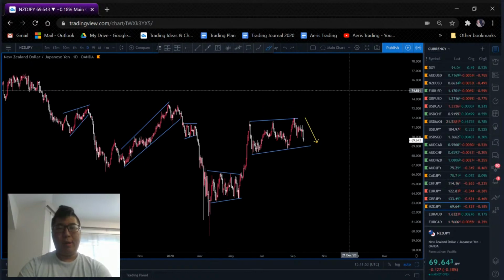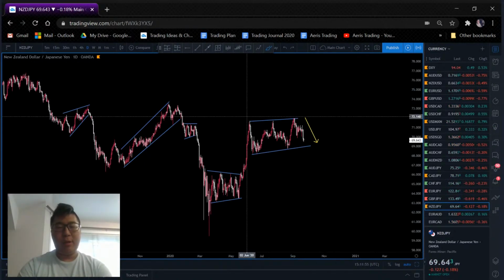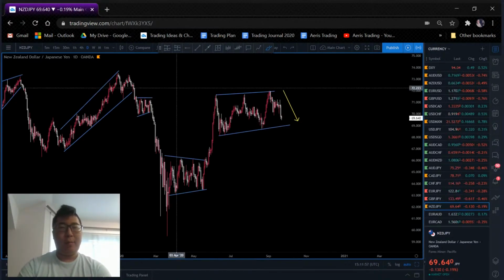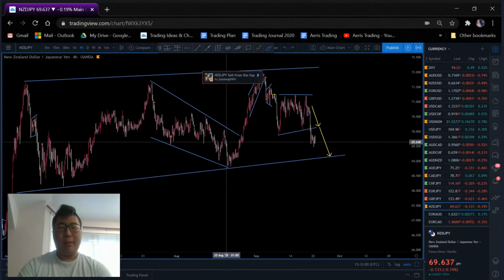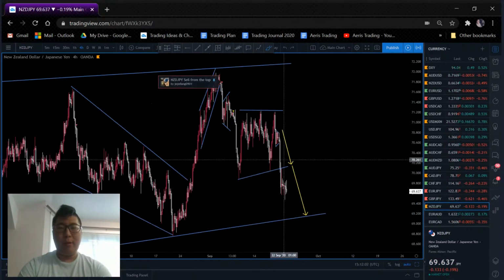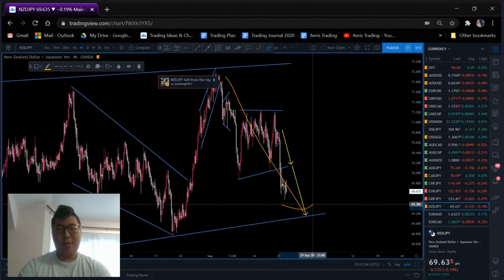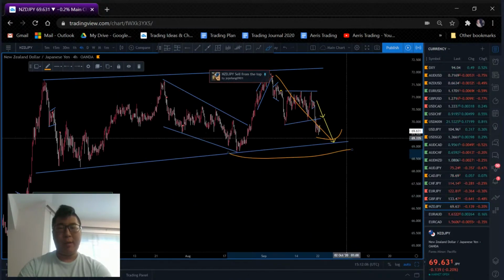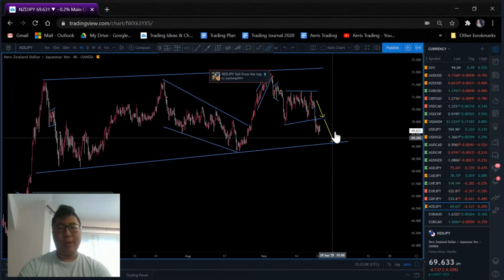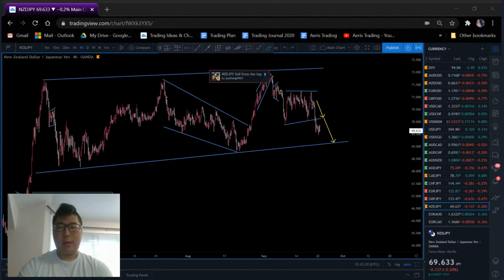Okay, and this is why you need to have forecasts, you need to have different perspectives on the market, and identify what you're looking for. Yes, I'm looking for a short period of sell, and then when the price reaches the bottom here, reevaluate to see what the price will do. Okay, so that's Kiwi Yen.